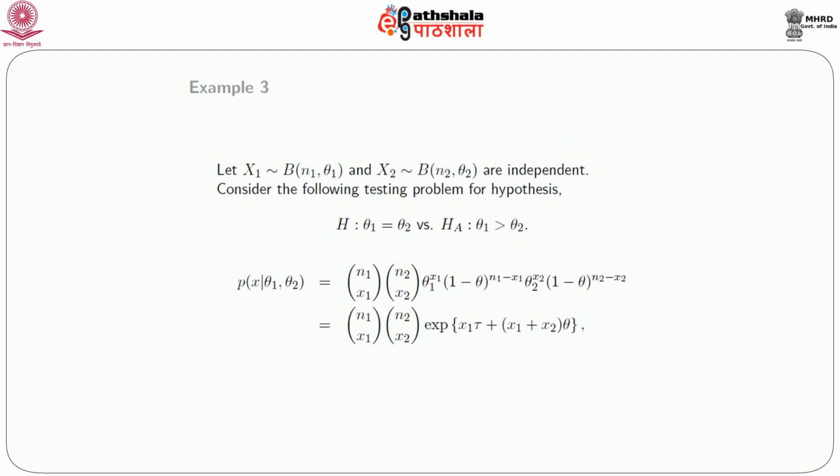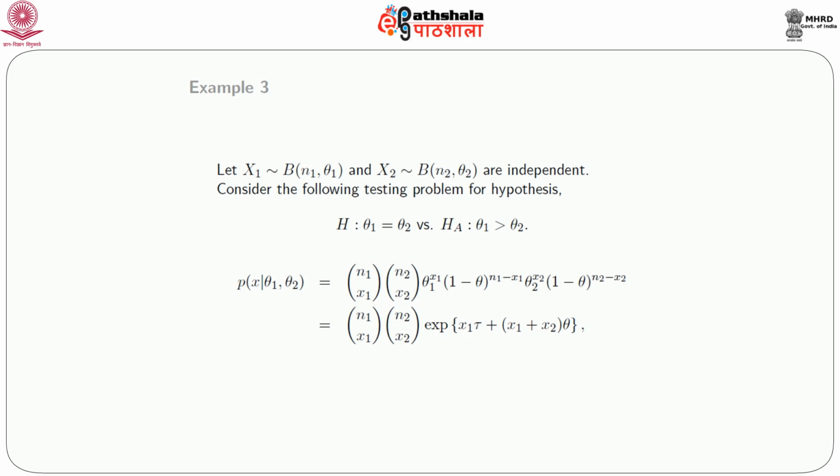Now we consider our third example. Let x1 follow binomial(n1, theta 1) and x2 follow binomial(n2, theta 2), independently. Consider the following testing problem for the hypothesis H: theta 1 equals theta 2 versus H_a: theta 1 greater than theta 2.